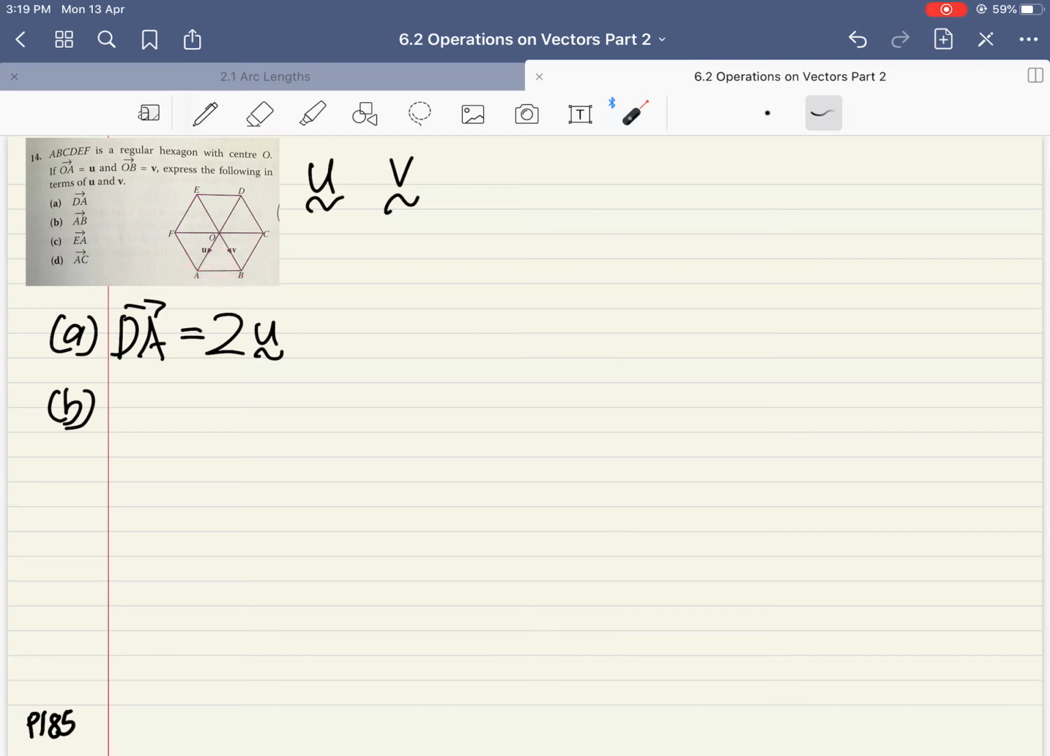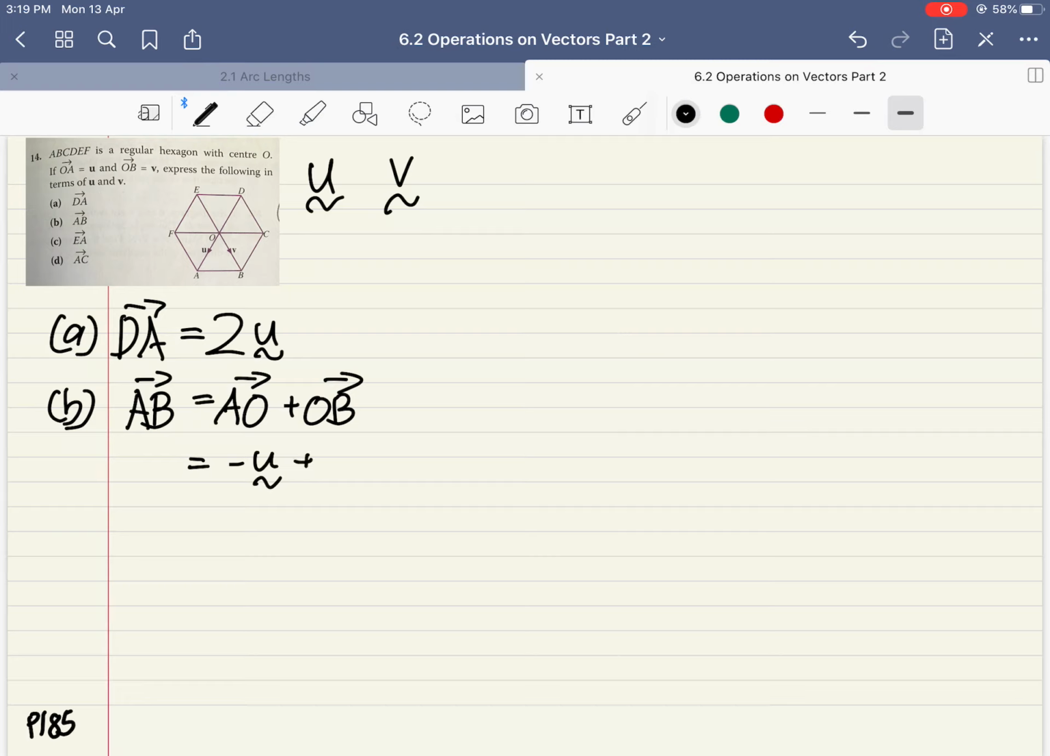For part B, I need AB. So back to the diagram. AB can be AO plus OB. So let me write down: AB is equal to AO plus OB. So what I get is AO is negative U, then OB is positive V. So it's negative U plus V.